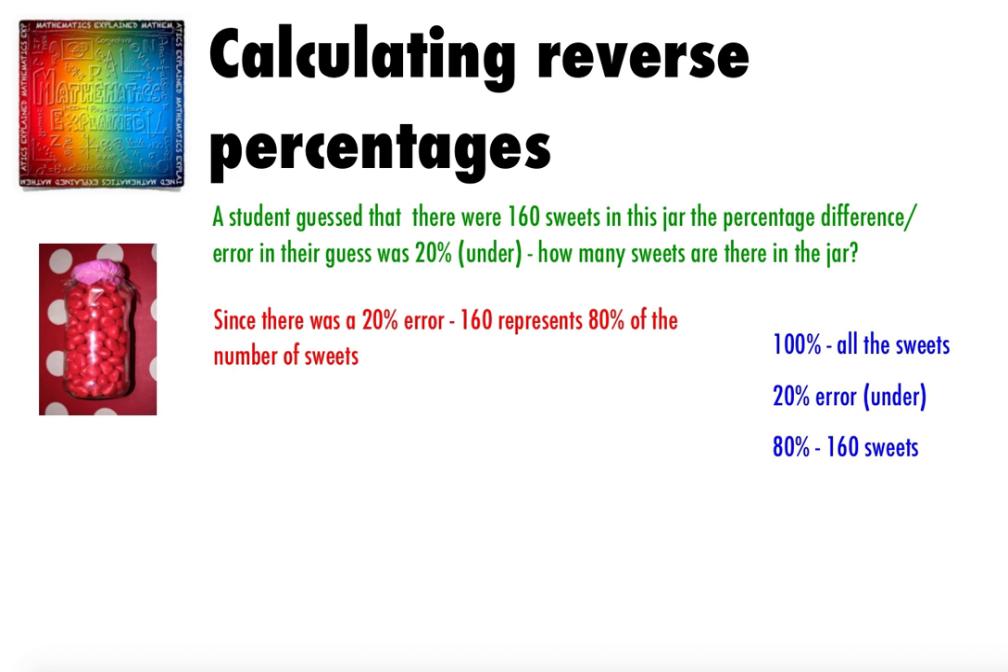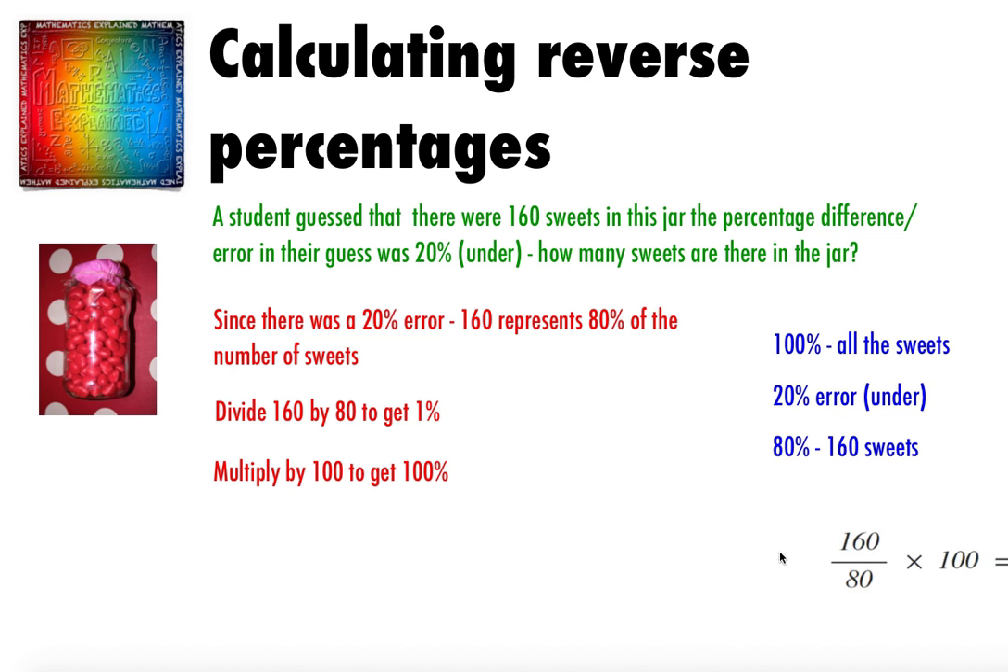So we can take that information, since we know that 160 represents 80%, we can divide it by 80 and then we'll have a figure that represents 1%. And if we multiply that figure by 100, we'll have the figure that represents 100%. So it hinges on recognizing that this 160 represents 80%. Divide that by 80 then to get 1%, multiply by 100 to get 100%.